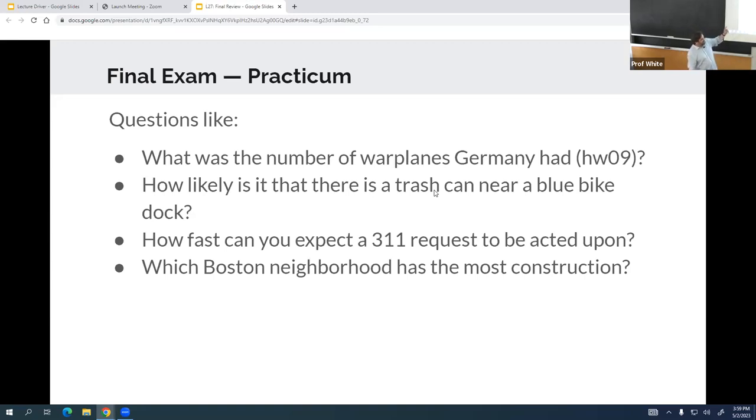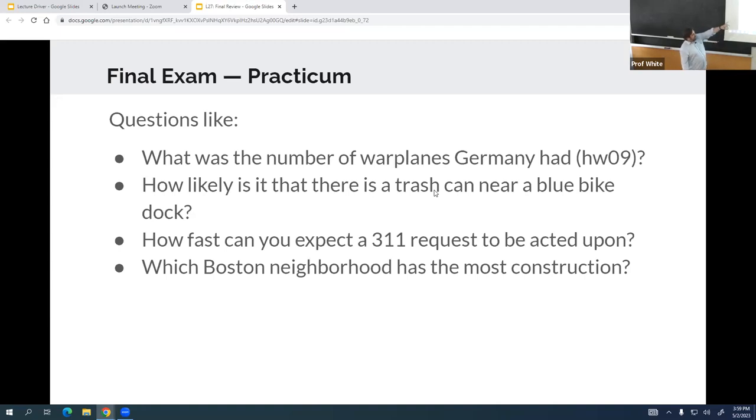I knew there were updates. I didn't make the slide. The workplace in Germany was not homework 9 this semester. It was one of the homeworks in a prior semester, but the concept is the same.